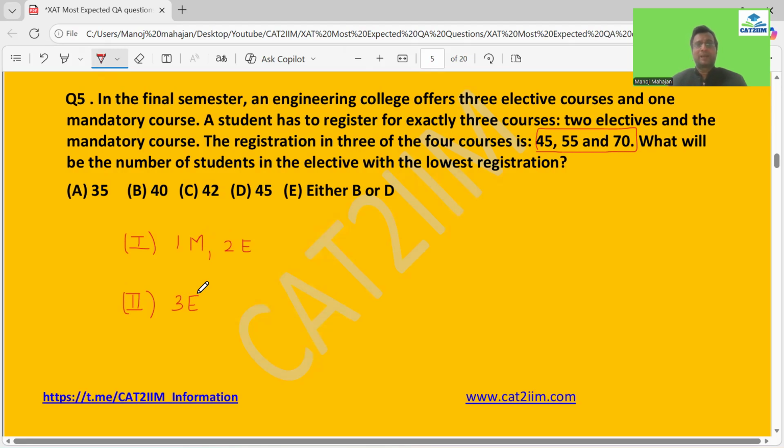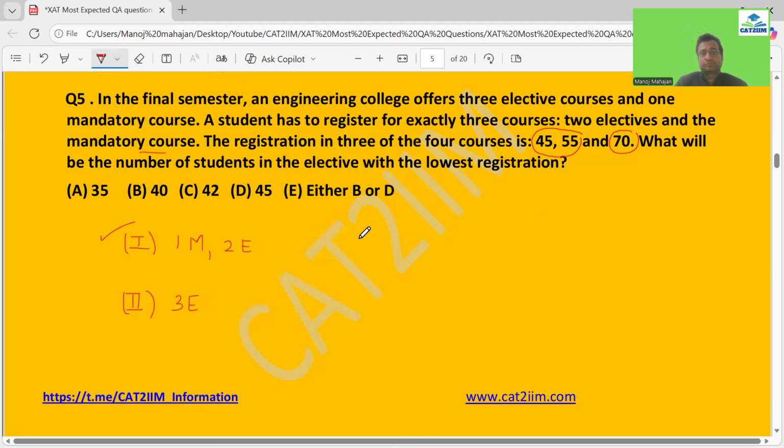So one thing is very sure that the mandatory course we have, everyone has to choose it. So out of these three numbers, if case one is there, the biggest number, that is 70, has to be the mandatory course registration, because everyone in the college has to definitely choose it, right? So the largest number out here has to be the mandatory course registration, and these two would be for the elective, right? So what we can understand is that a student has to register for exactly three courses, two electives and the mandatory course.